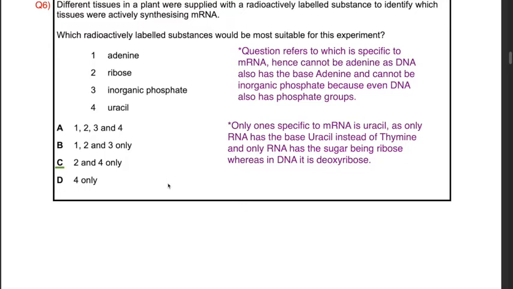Therefore, adenine and phosphate groups cannot be specific and suitable for this experiment because it would help to identify both mRNA and DNA. However, the question is targeting only mRNA. Therefore, the answer is ribose and uracil.